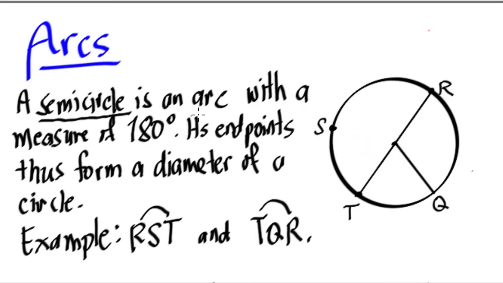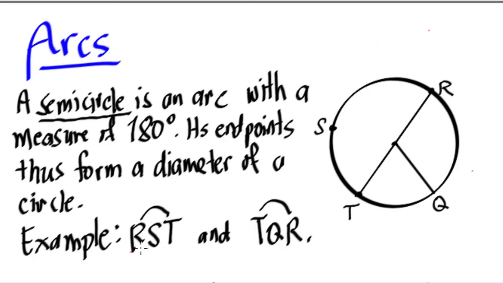A semicircle is an arc with a measure of 180 degrees. Its endpoints thus form a diameter of a circle. Again, a semicircle, from the word semi, is literally half of a circle, because that's 180 degrees. We know that the measure of the entire circle is 360 degrees. Since it's a semicircle, its endpoints are the endpoints of the diameter.